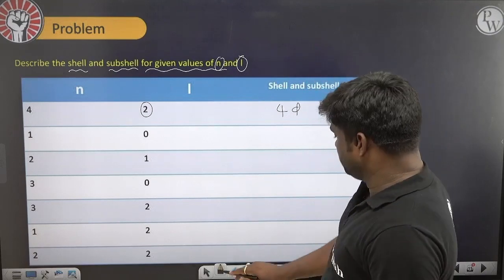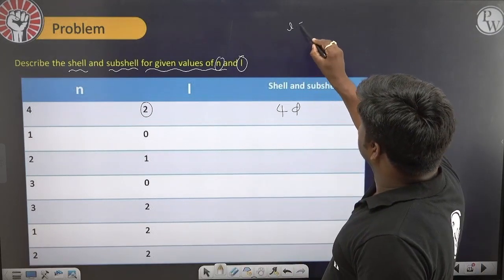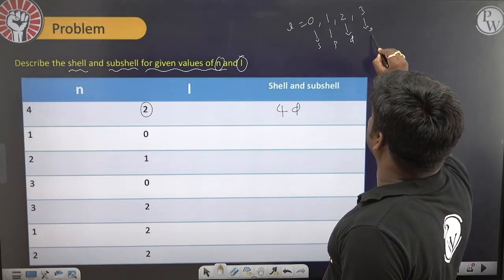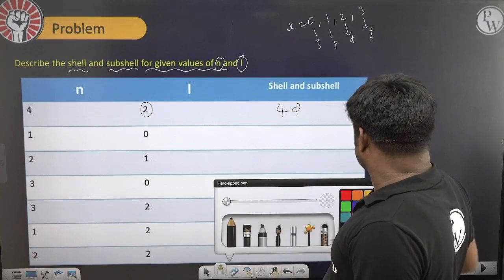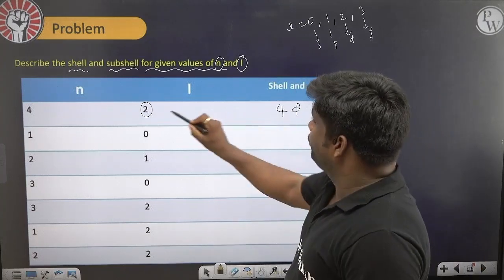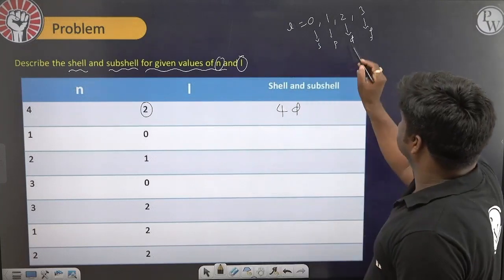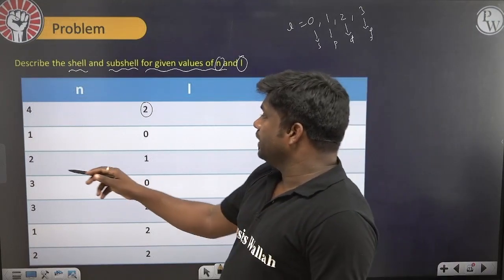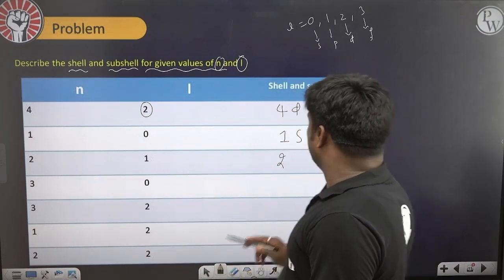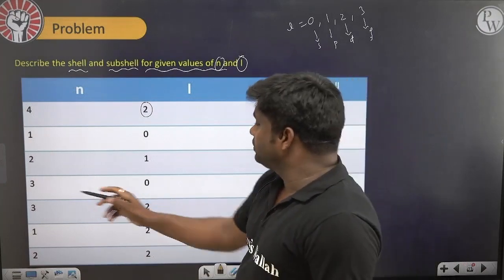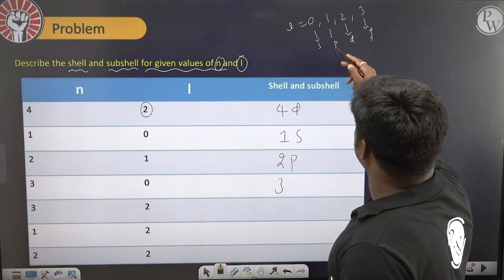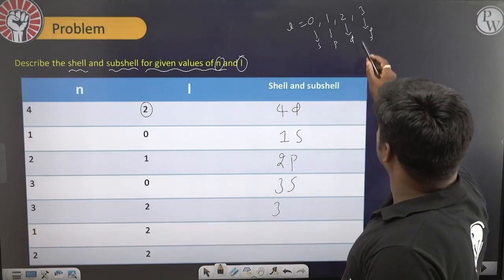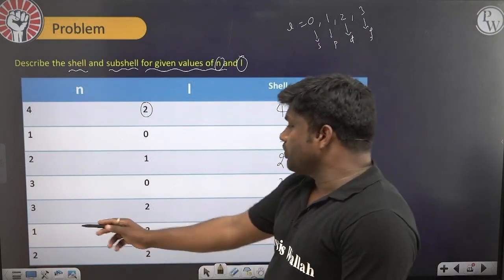See, L values are 0, 1, 2, 3, which are S, P, D, F, like that. So now N value 4, L value 2 means D orbital. And N value 1, L value 0 means S orbital, 1s this is. And N value 2, L value 1 means P, 2p. And N value 3, L value 0 means what subshell? S subshell, 3s. N value 3, L value 2 means D subshell, 3d.